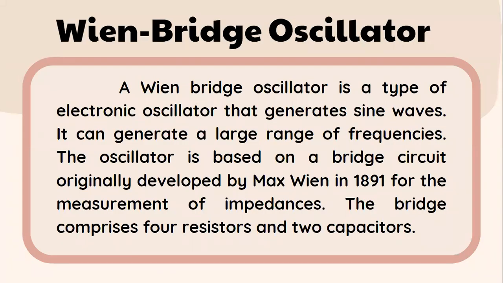A Wien bridge oscillator is a type of electronic oscillator na nagge-generate daw ng sine waves na kaya ring mag-generate ng large range ng frequencies. And the Wien bridge oscillator is based on the bridge circuit originally developed by Max Wien in 1891 for the measurement of impedance. And the bridge comprises 4 resistors and 2 capacitors.